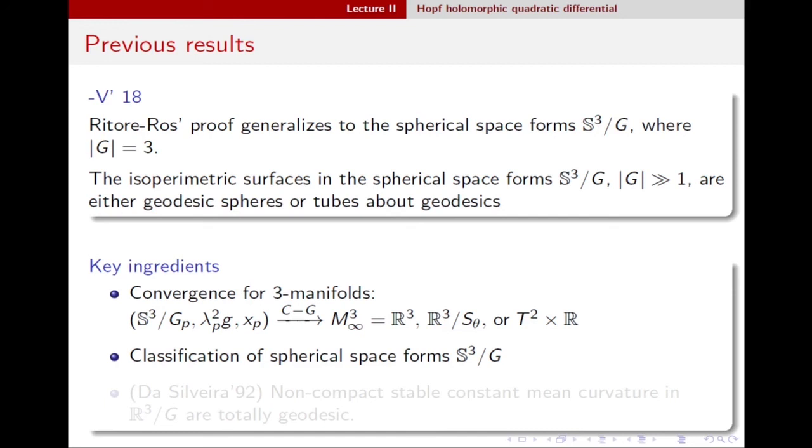There is also the possibility that our limit is non-compact, right? So this is also something that you need to address. And for that we use a very famous result of da Silveira, which gives you some kind of regularity for stable CMC surfaces. So essentially it shows that if you have something non-compact, then it must be totally geodesic. And this is indeed a key ingredient in our proof.